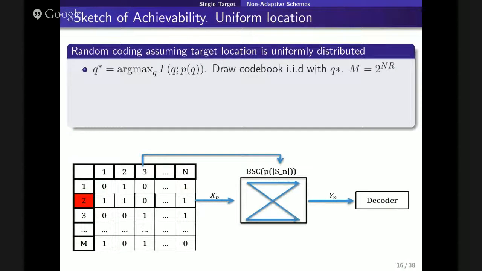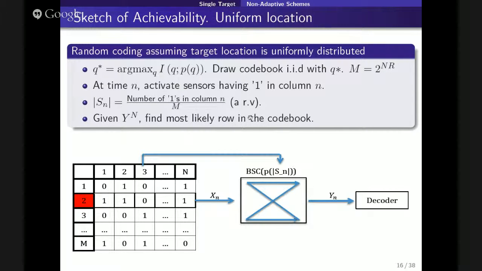Okay, so basically the scheme to get this is: let Q star be the optimizer here, the Q that achieves the maximum, and then you draw a random codebook with this Q star. So just populate this matrix by drawing independent bits with Q star. And then, as I said, at time n activate all sensors which have a 1. The size of the query region is just the number of sensors with 1 in a column divided by the total number of sensors.